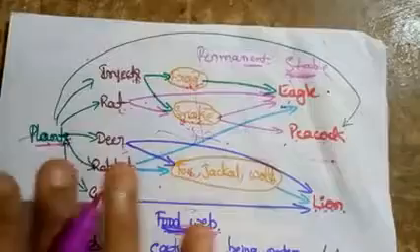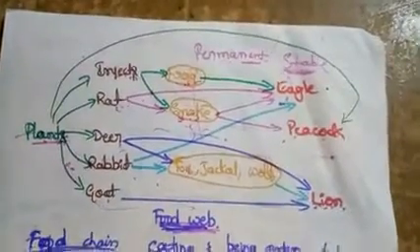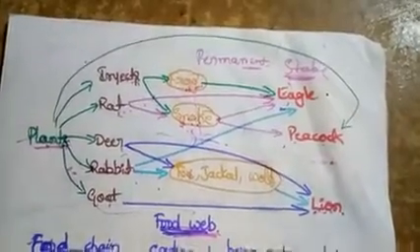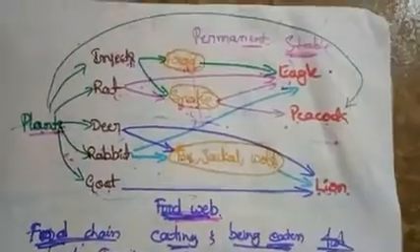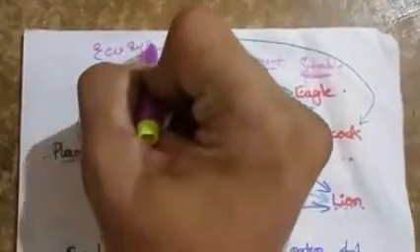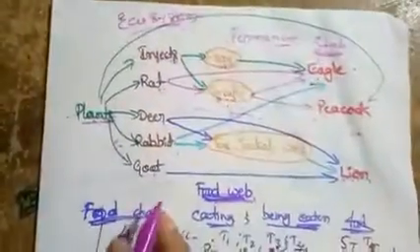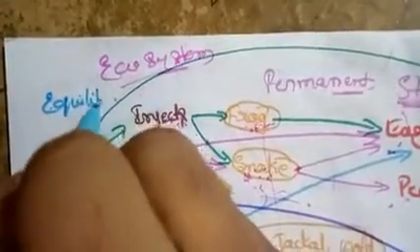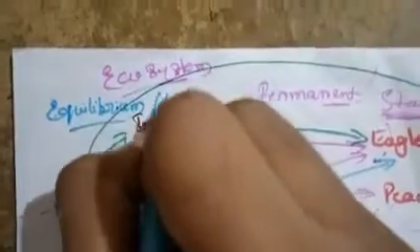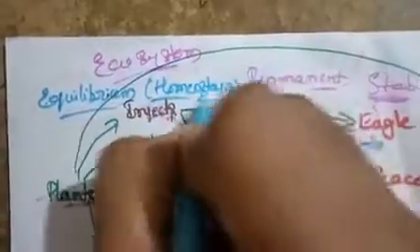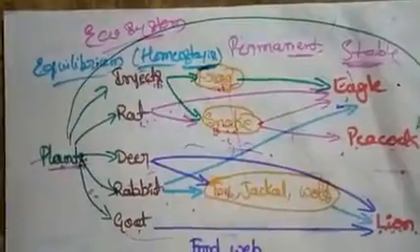That means they can be finished or destroyed at any time. If there is a change in any particular trophic level, they can be destroyed easily. That's why they cannot maintain homeostasis. But we can see the ecosystem always wants to be in an equilibrium condition. That's why, to be in equilibrium, this ecosystem maintains constant conditions. Homeostasis. Homeo refers to the same, stasis means stagnant. It always maintains the same thing.